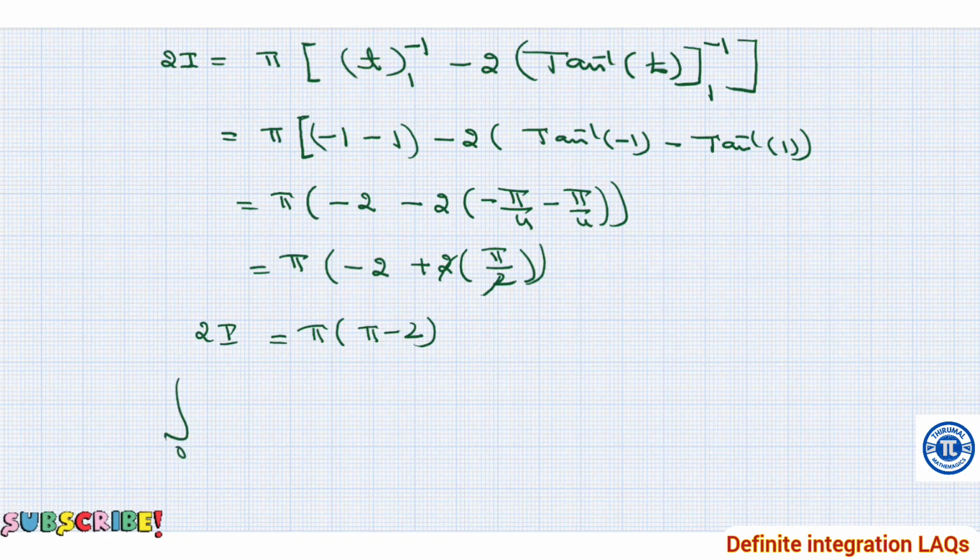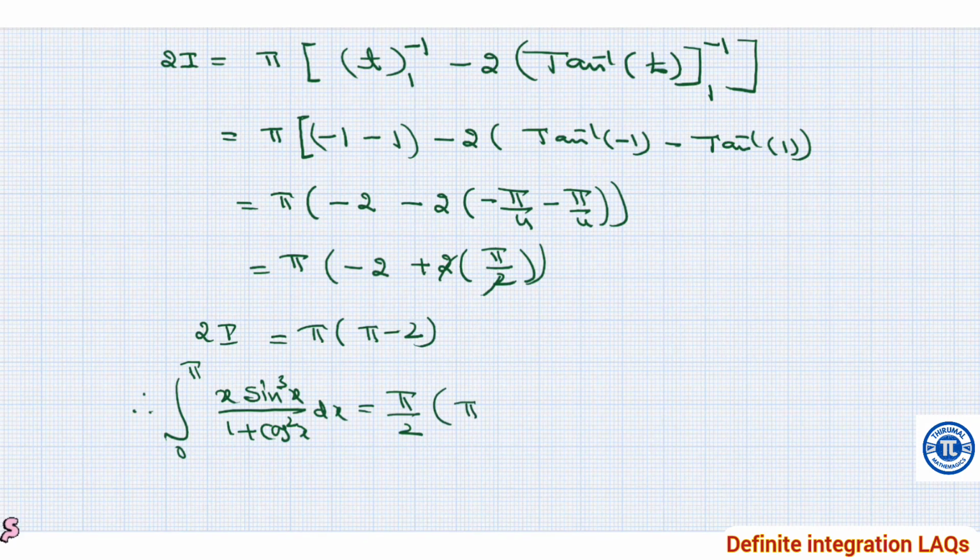Then write I equals. What is I? It is the given integral, integration 0 to pi x sin cube x by 1 plus cos square x dx, which is equal to pi by 2 into pi minus 2. Answer.